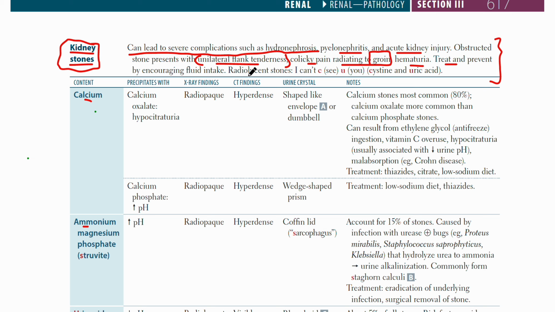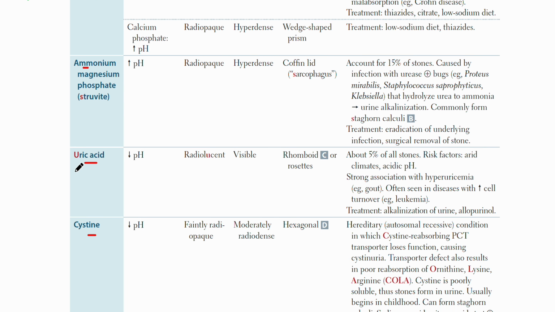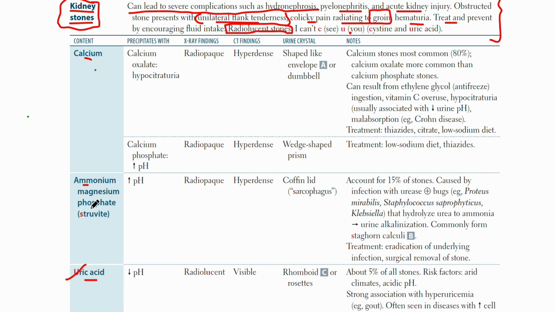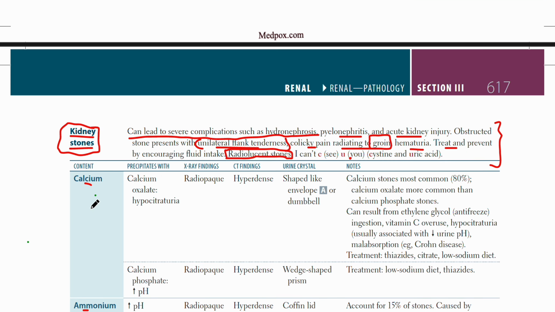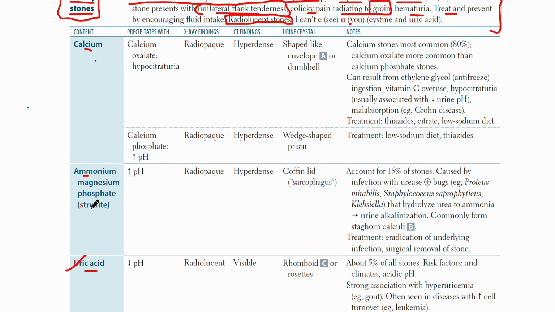The radiolucent stones are also there. Radiolucent means that they are not seen in X-ray findings, so they are called radiolucent. There is a mnemonic, I can't see you. C means cysteine stones and U means uric acid stones. So uric acid stones and cysteine stones are radiolucent and cannot be seen in X-ray. So what do we have to do? We have to do CT scanning for them, right? So let's go one by one.